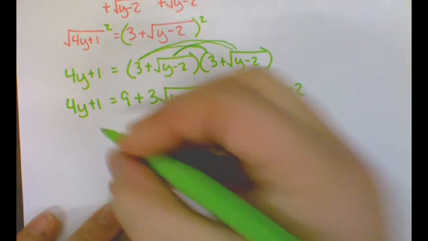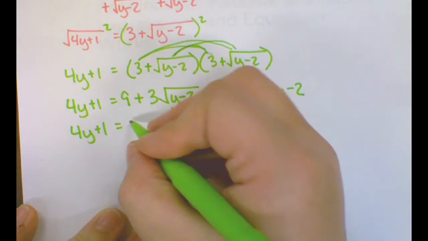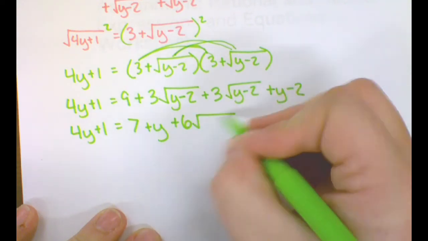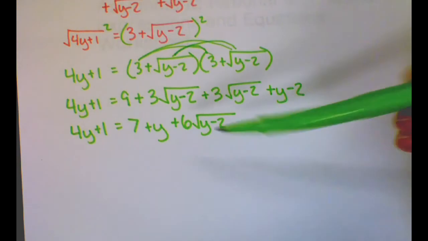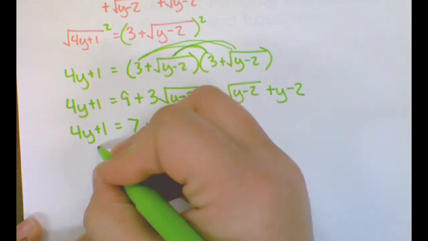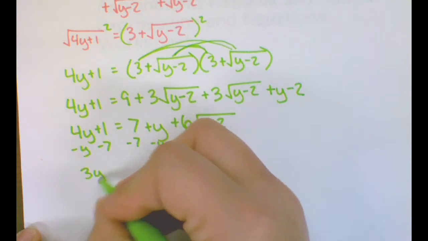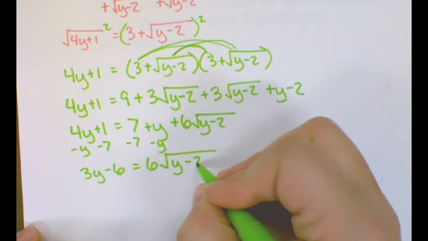Combine all of our like terms. 4y plus 1 equals 7 plus y plus 6 square root y minus 2. The 7 and the 6 cannot combine because the 6 has a square root next to it. Now, get our square root alone again. Subtract 7, subtract y. 3y minus 6 equals 6 square root y minus 2.